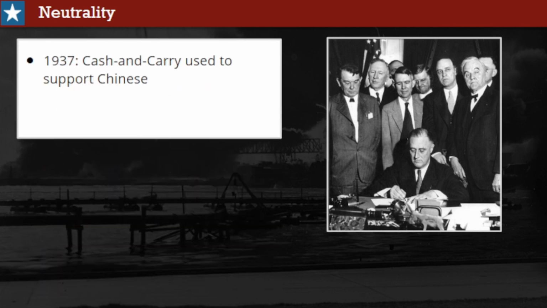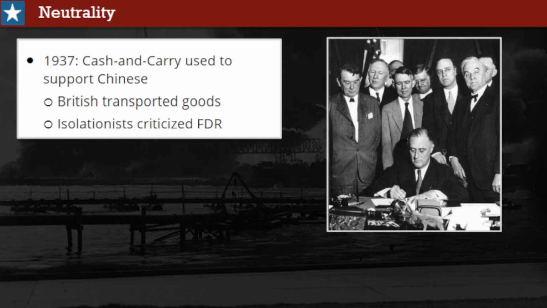When Japan invaded China in 1937, FDR took advantage of cash and carry to support the Chinese. China paid for American supplies, and British ships in the Pacific transported the goods. Isolationists in the U.S. strongly criticized the president. They thought he was placing the United States on a path to world war again.